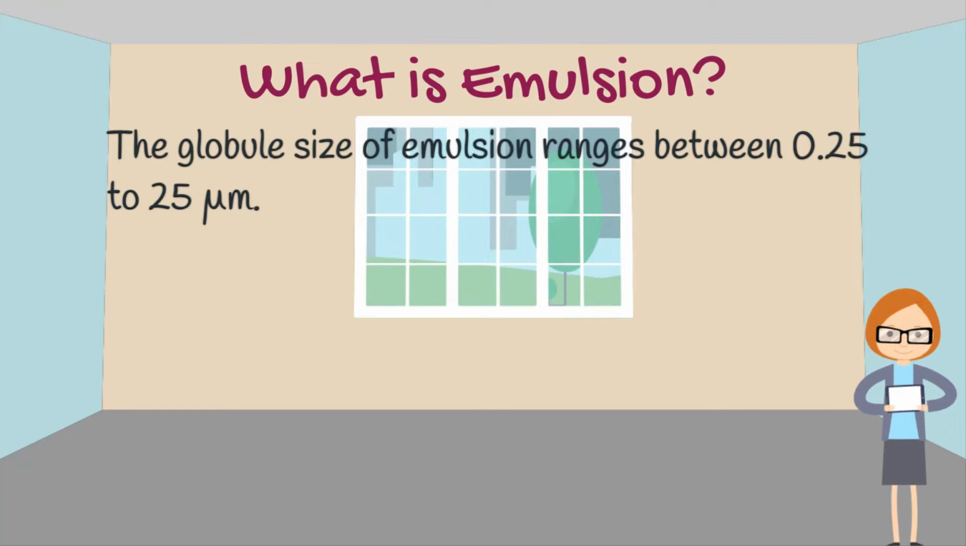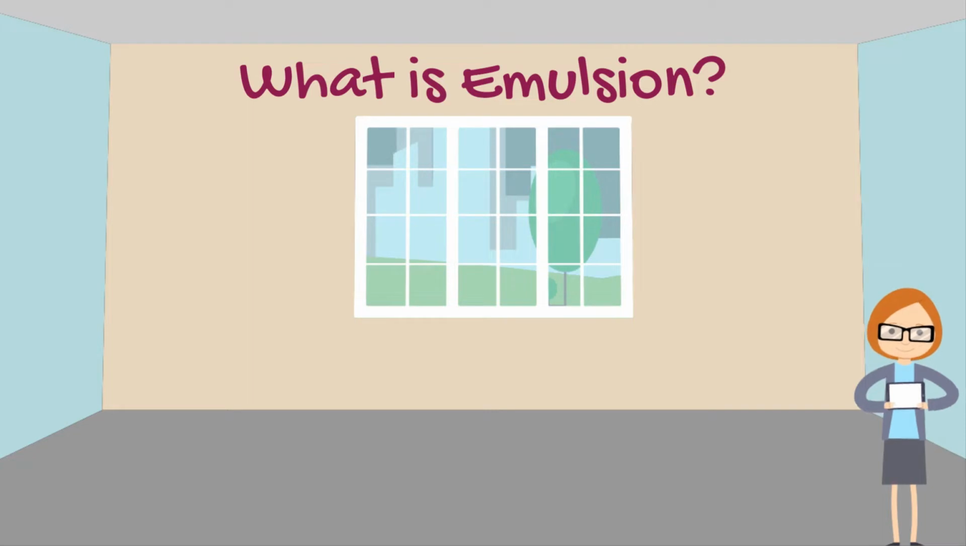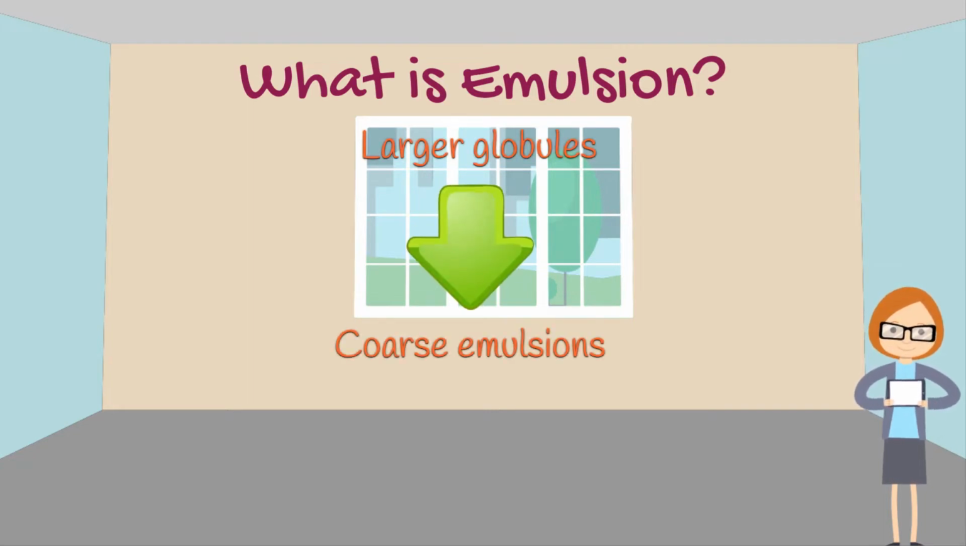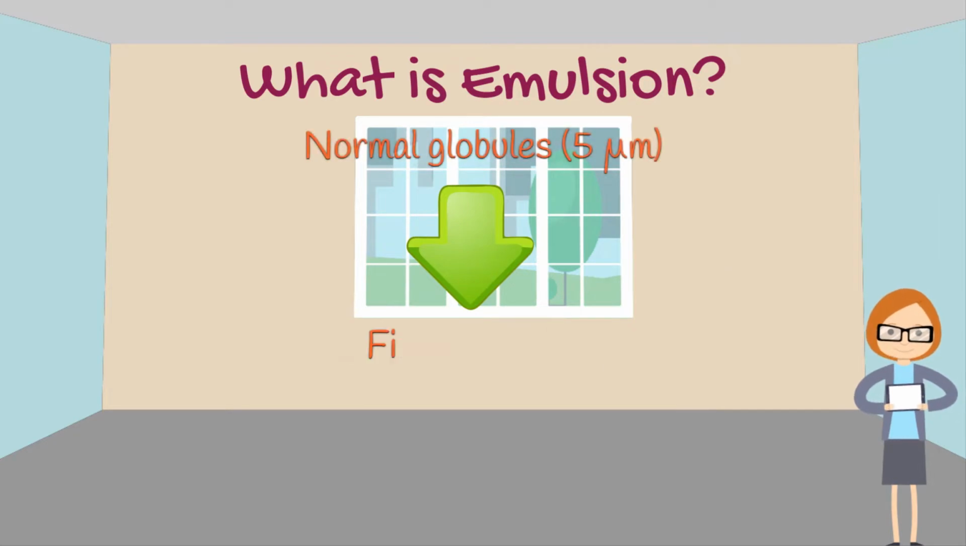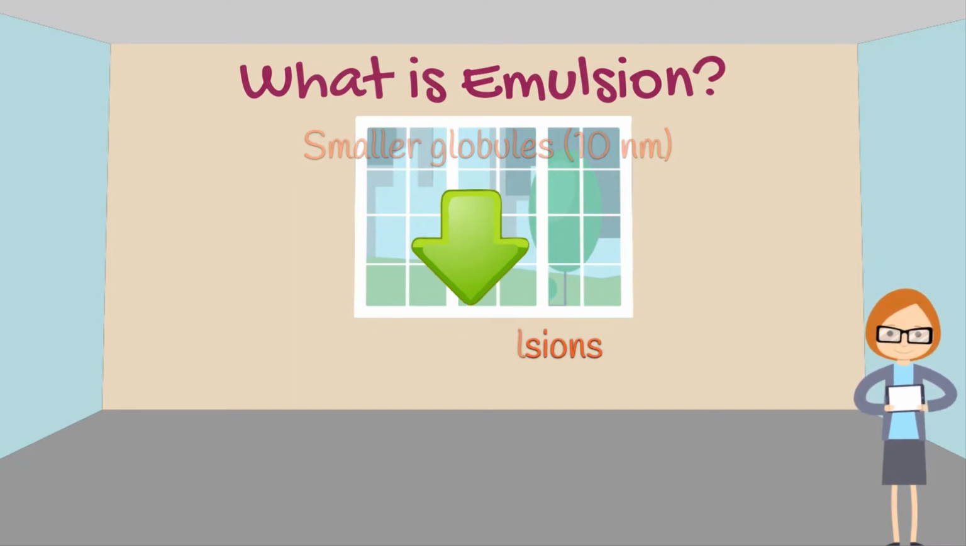The globule size of emulsion ranges between 0.25 to 25 micrometers. The sizes of globules influence the quality of emulsion. The larger globules form coarse emulsions, normal globules of mean size 5 micrometers form fine emulsions, and smaller globules of size 10 nanometers form microemulsions.